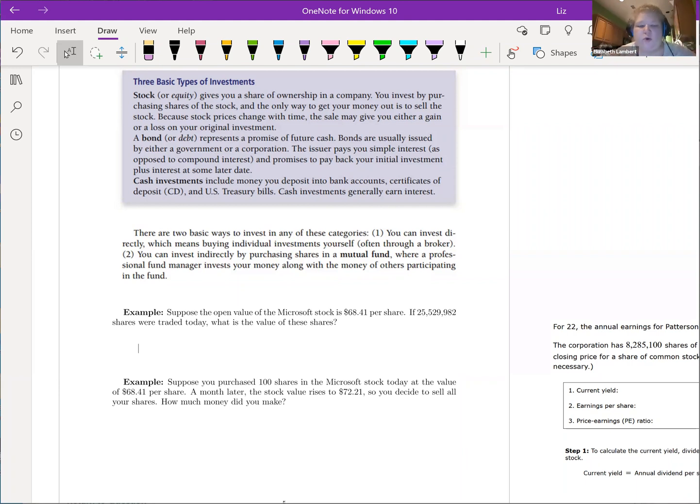Nice to know. Now this one though, suppose the open value of the Microsoft stock is $68.41 per share. If 25 million blah blah blah shares were traded today, what is the value of these shares? So I have the price per share and the number of shares. So if I multiply those two numbers, I get some ridiculous answer.